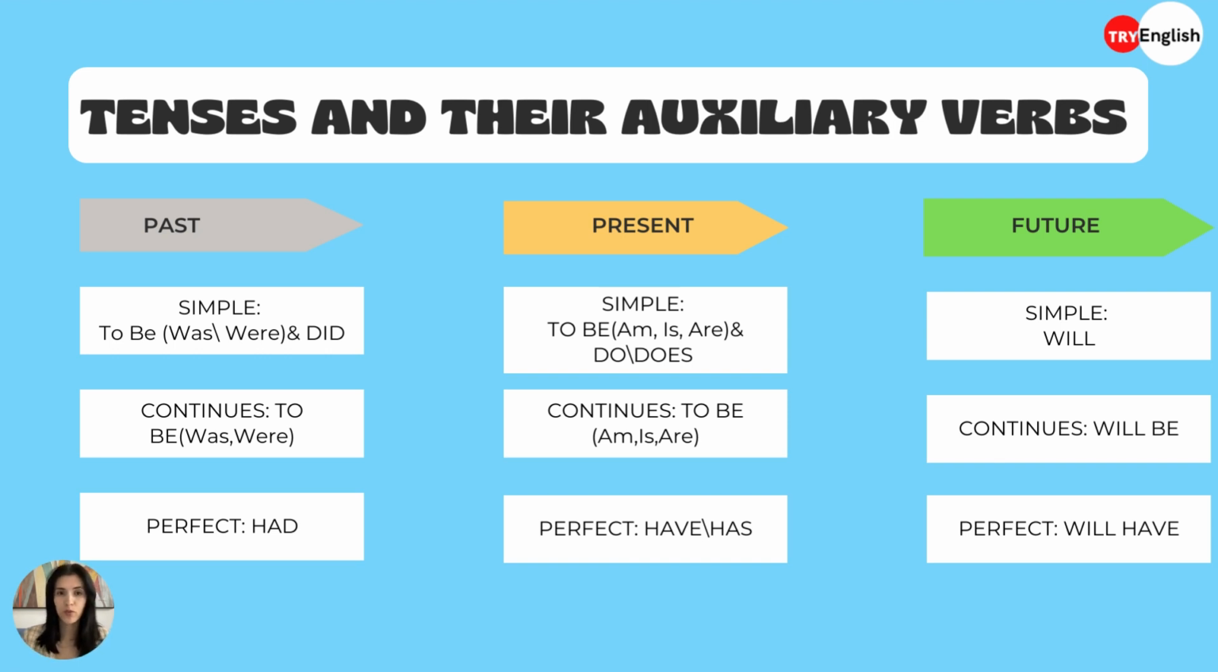For present simple, we use to be. Now here are am, is, are because this is present simple, and do or does. For present continuous, we use to be again, which are am, is, and are. And for present perfect, we use either have or has. Now let's take a look at the last one, the future tense. So with future simple, we use will. With future continuous, we use the auxiliary verb will be. And for future perfect, we use will have.